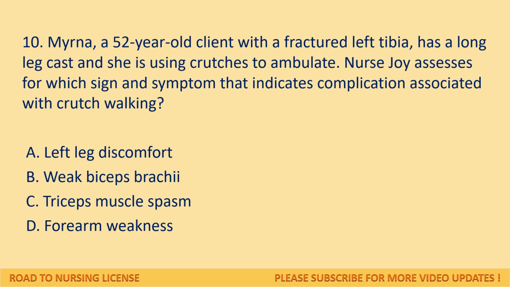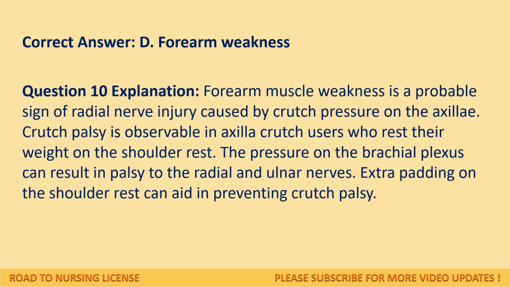Question 10. Myrna, a 52-year-old client with a fractured left tibia, has a long leg cast and she is using crutches to ambulate. Nurse Joy assesses for which sign and symptom that indicates complication associated with crutch walking. A. Left leg discomfort. B. Weak biceps brachii. C. Triceps muscle spasm. D. Forearm weakness. Correct answer, D. Forearm weakness.